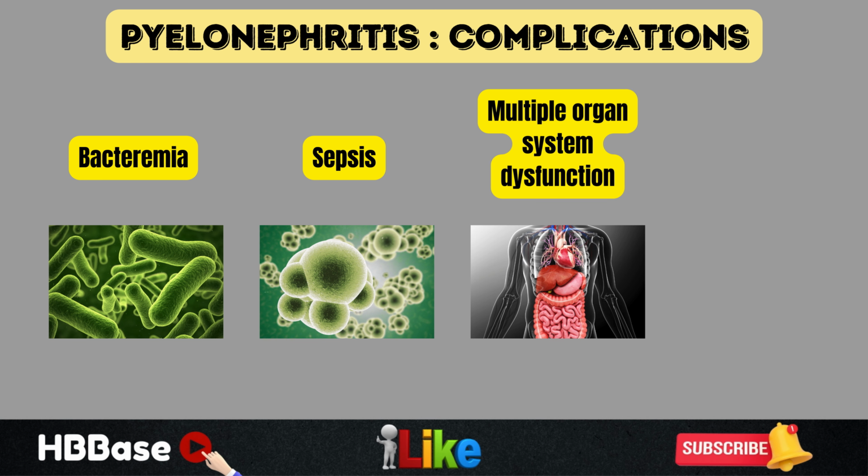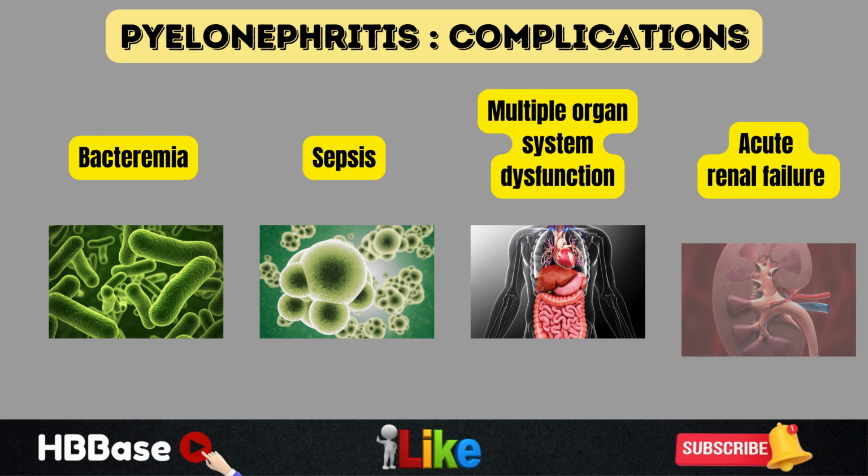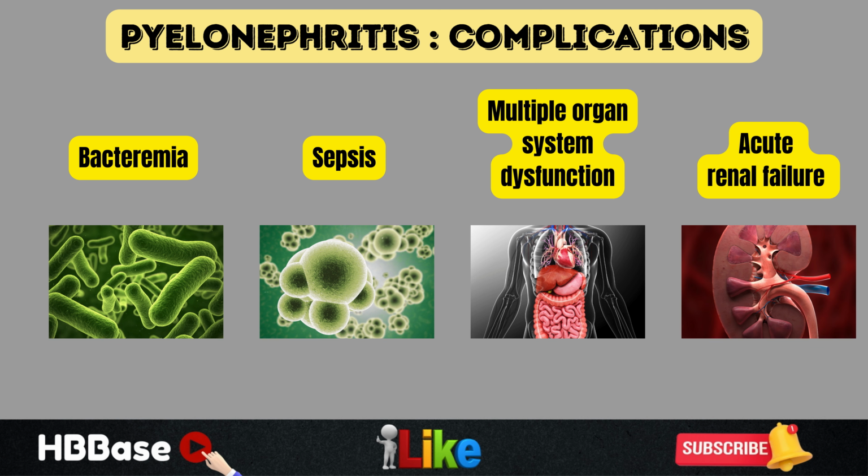Multiple organ system dysfunction can occur in very severe cases, and then acute renal failure as well. So because there is this infection and inflammation of the kidney itself, it can become damaged, leading to reduced function of that particular kidney. So there can be some renal failure in some cases.